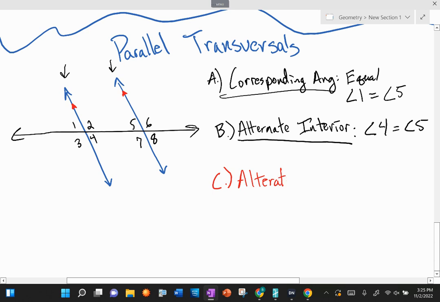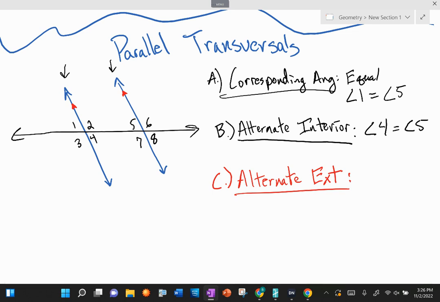Okay, alternate exterior. So which two could be? No. 6 and 3 would be good ones. Okay, so what do we know about 6 and 3? They would be equal. So we've got angle 3 is equal to angle 6.